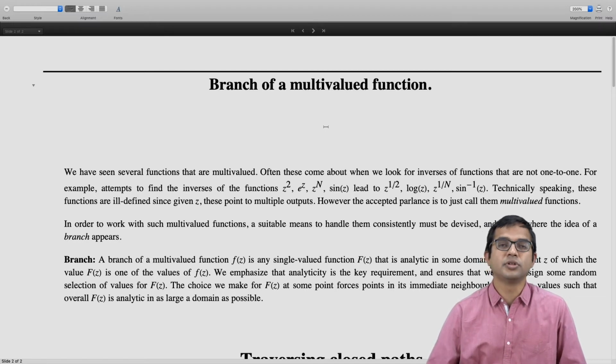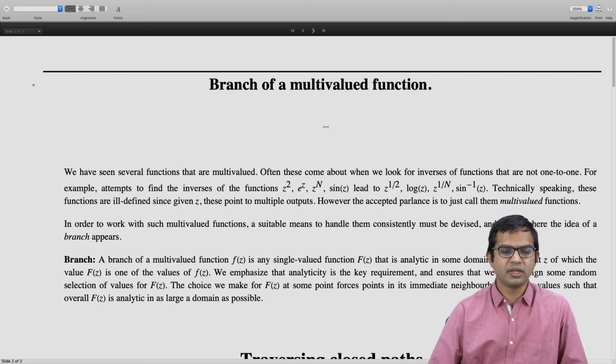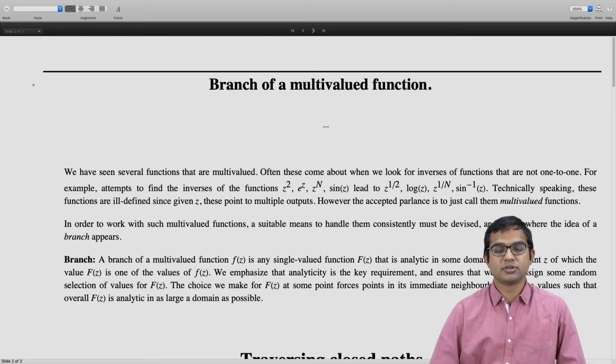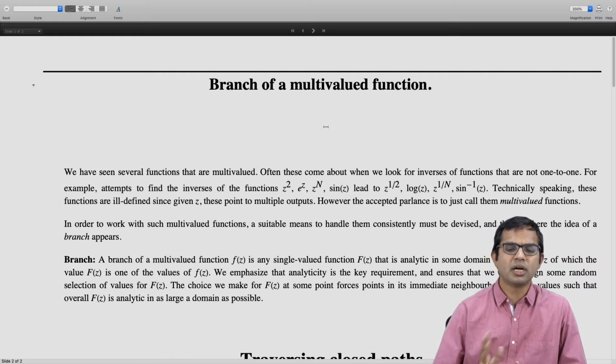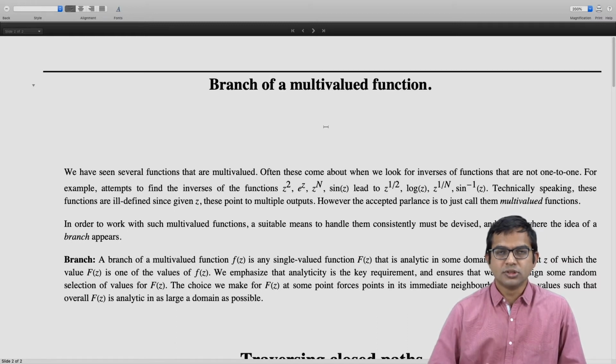And likewise, also sine inverse of z, we have seen, is connected to the log function, and since the log function itself is multi-valued, sine inverse of z is also multi-valued, and the square root multi-valuedness also appears there, right? So technically speaking, you cannot really call these functions, because the technical definition of a function is that given an input, there should be a unique output, otherwise it's not a function. But it is accepted parlance to just call these multi-valued functions and come up with a practical way to deal with such functions.